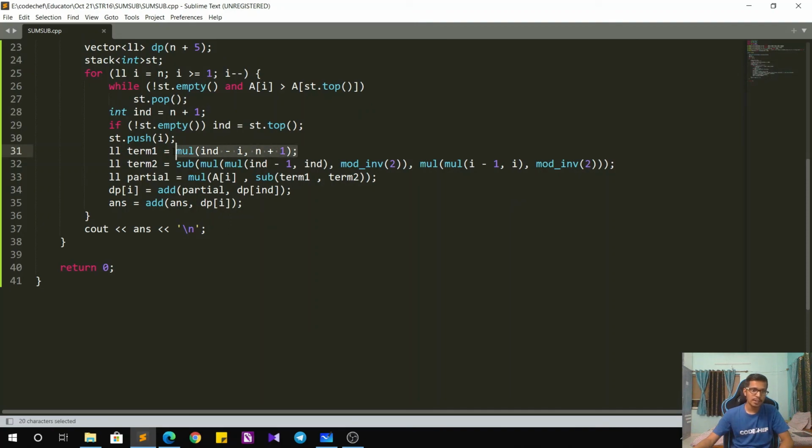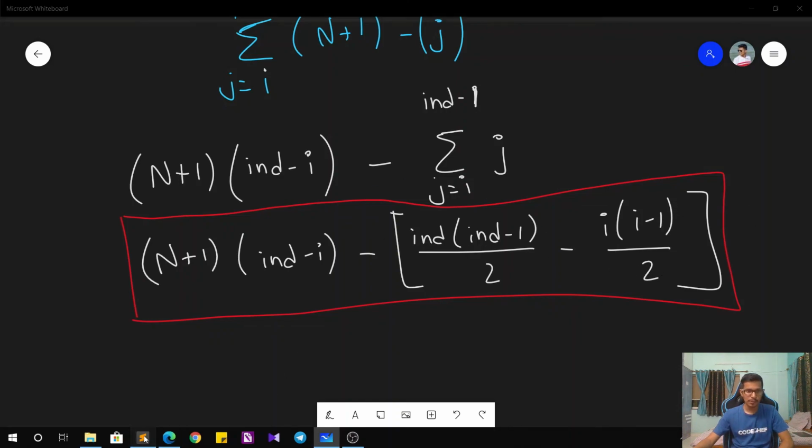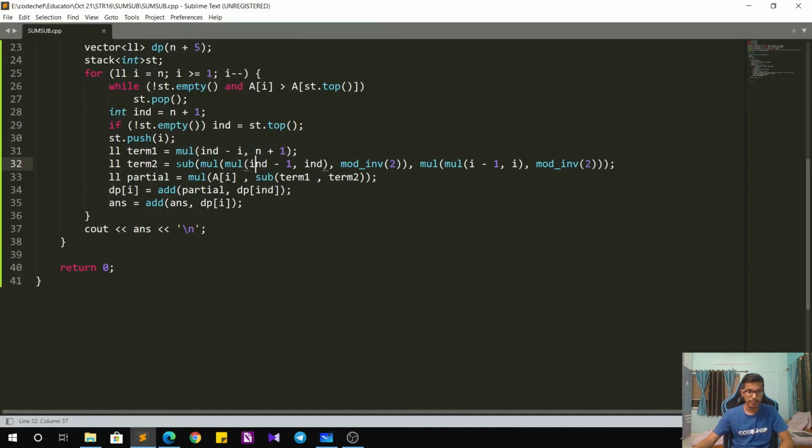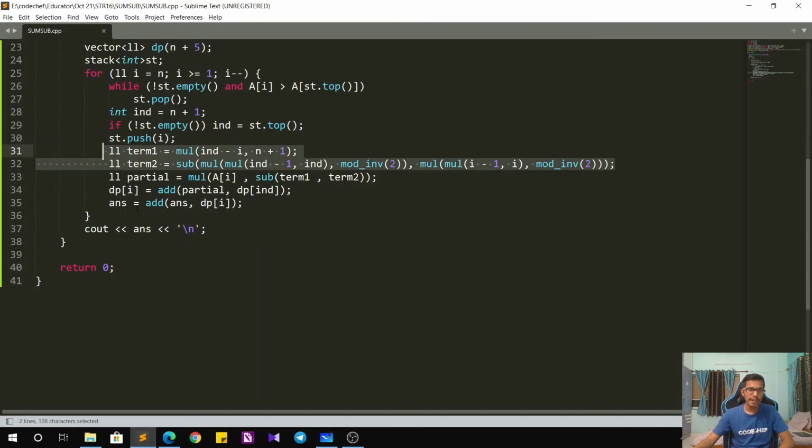So I calculate this term first. Then I calculate the second term, that is IND into IND minus 1 divided by 2 minus I into I minus 1 divided by 2. So this term is calculated over here, as you can see. IND into IND minus 1 divided by 2, and I subtract from that the other term. Now that I have my term 1 and term 2, what I have to do? I have to subtract these terms from each other, term 2 from term 1. So that I do over here.